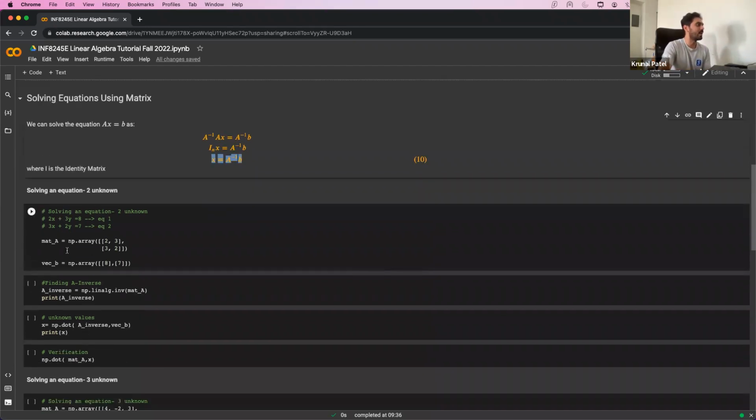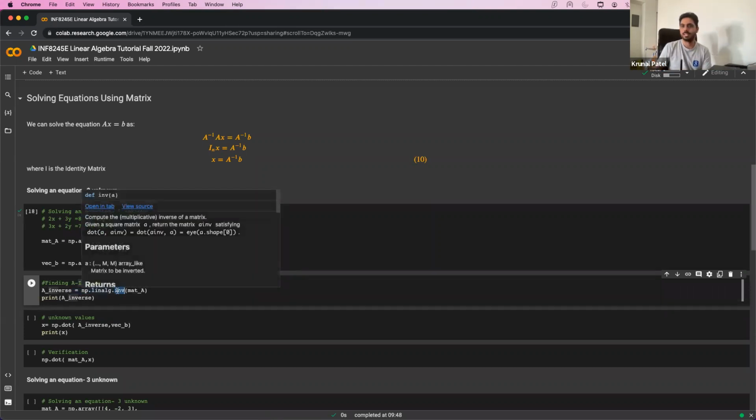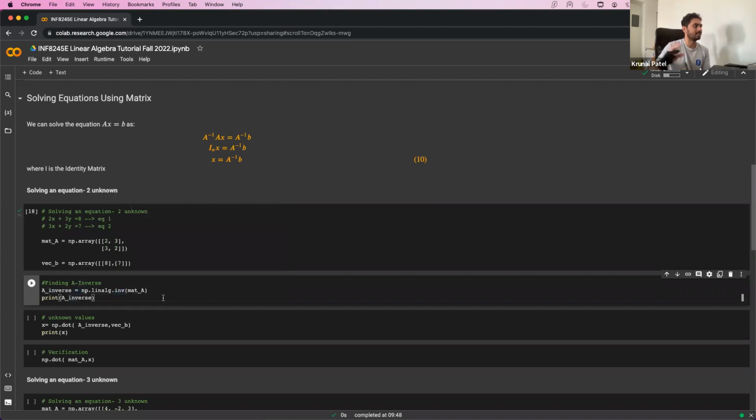It's very simple. We define a matrix, we define a vector, and all we need to do is multiply the inverse of the matrix with the vector. We will first compute the inverse of the matrix. There is a simple function to compute the inverse: numpy.linalg.inv. Once you have that, NumPy will do the job and compute the inverse for you.